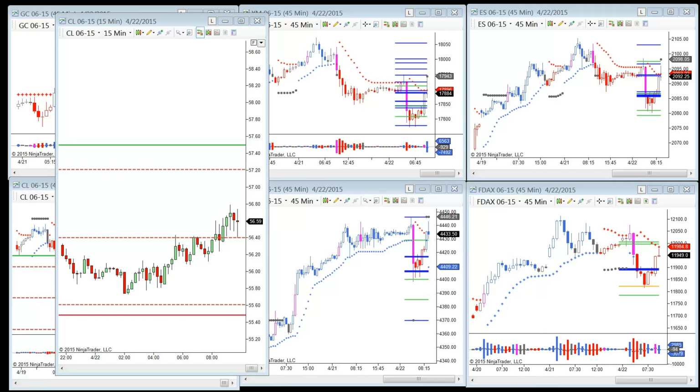It moved like 3,000 pips, bankrupted a couple of people, a couple of companies.